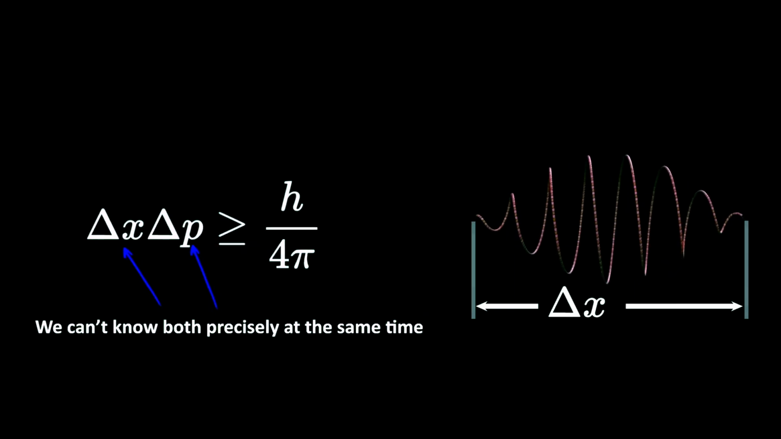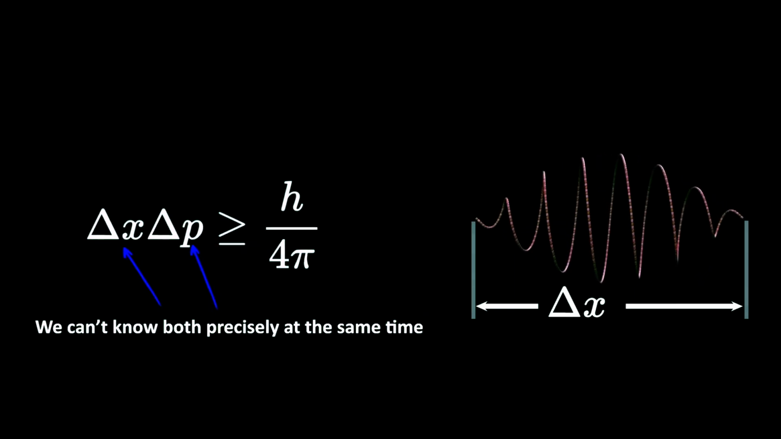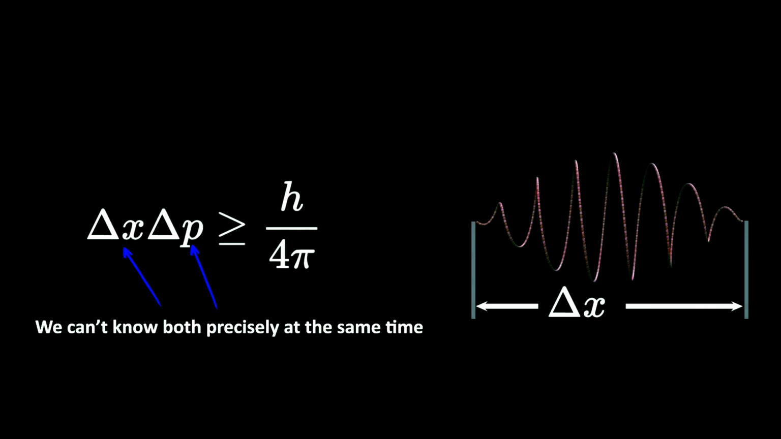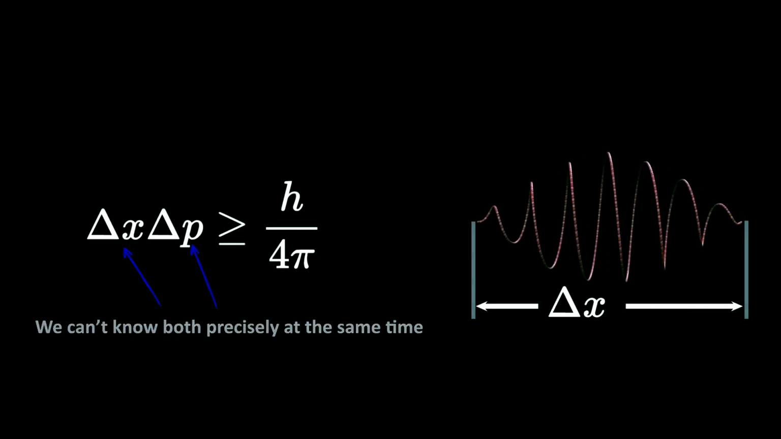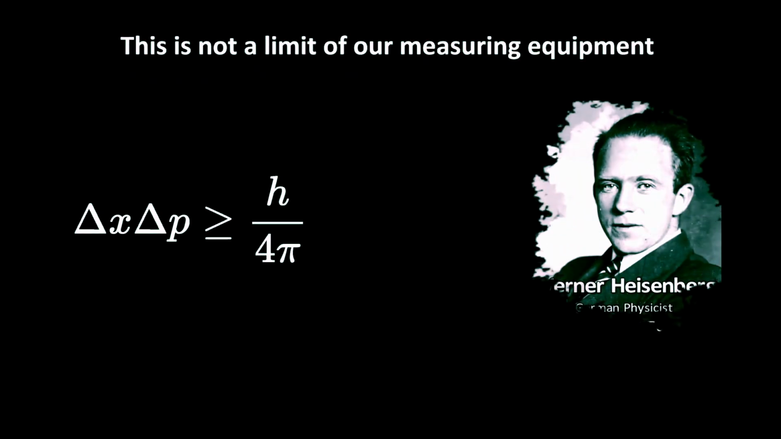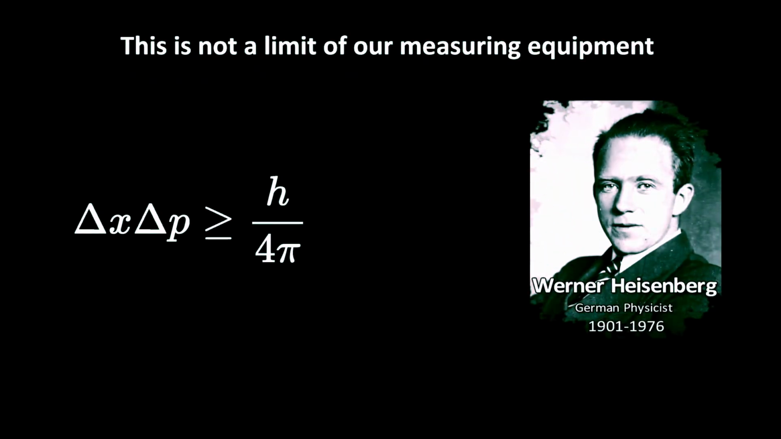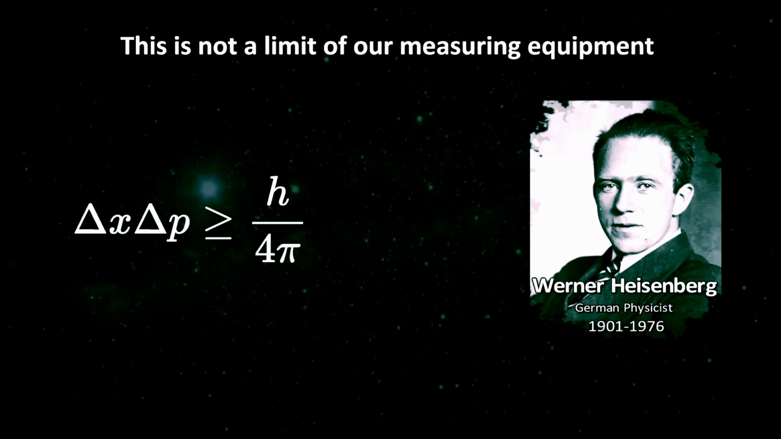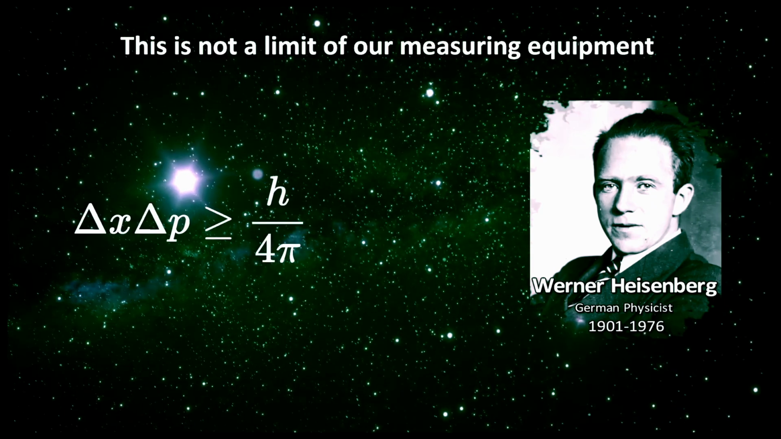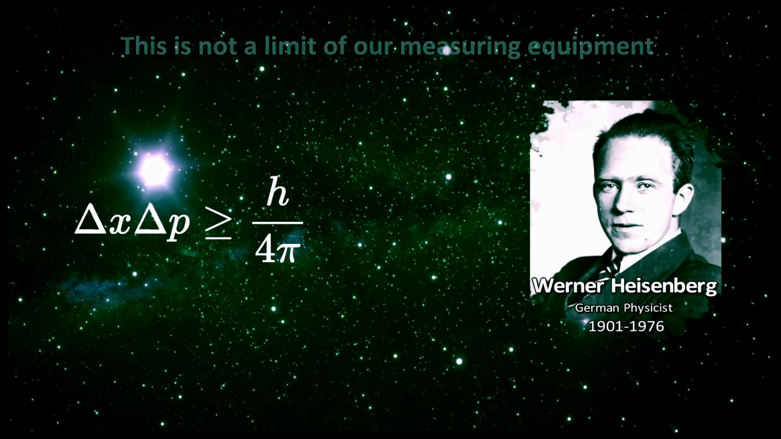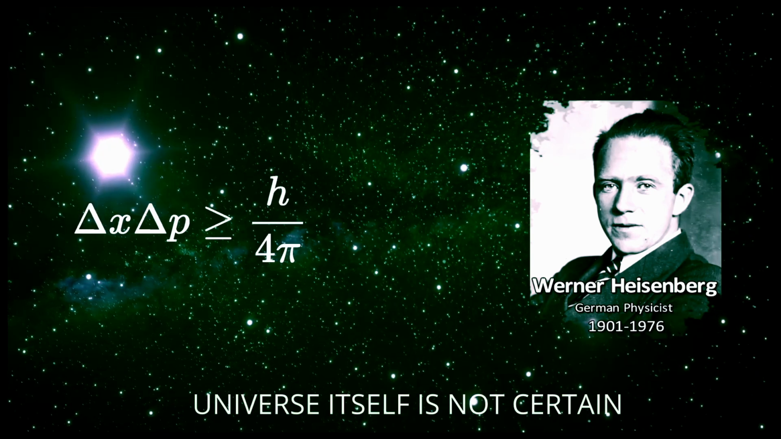So either we know the position very precisely or the momentum very precisely, but not both at the same time. What's important to understand is that this is not a limit of our measuring equipment. It's the exact answer: both momentum and position of a quantum object do not exist in the universe at the same time. The universe itself doesn't know the answer.